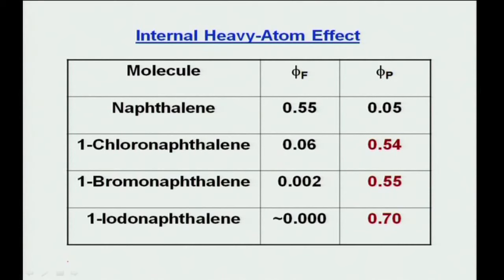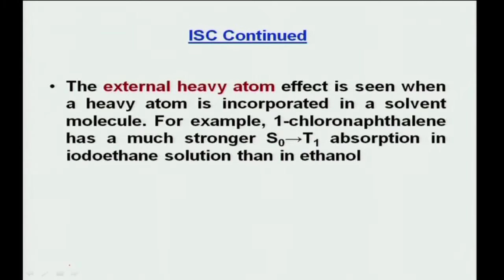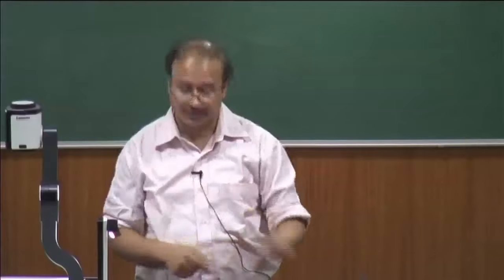So, if one is internal heavy atom effect, then obviously the other one would be external, right. The external heavy atom effect is seen when a heavy atom is incorporated in a solvent molecule. That means, if you take 1-chloronaphthalene, it has a much stronger S0 to T1 absorption in iodoethane as compared to ethanol, because in iodoethane you have that iodine moiety. So, this is external because it is not part of the molecule, but it is a part of the medium, which is the solvent. That is why it is external, right.